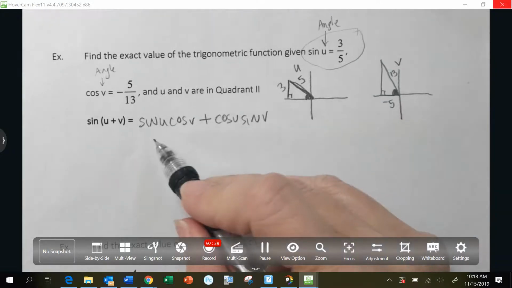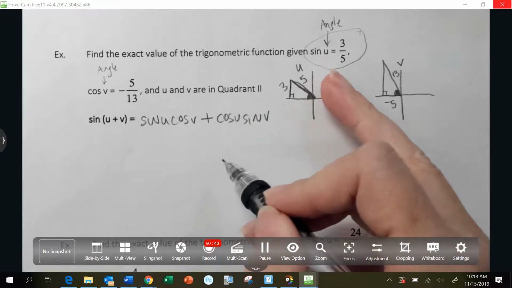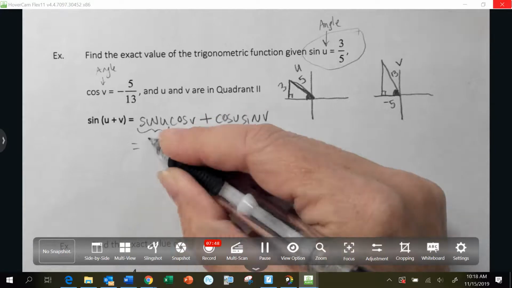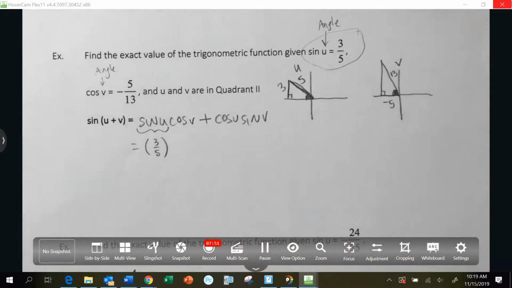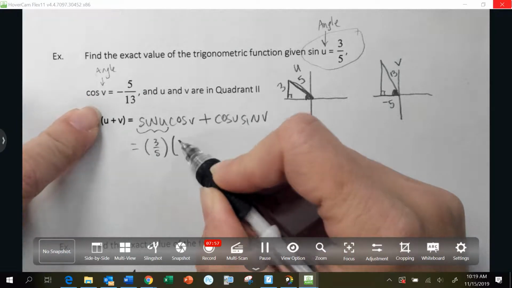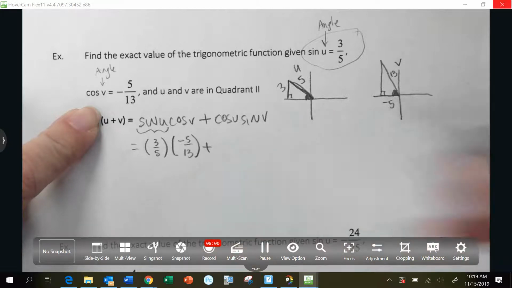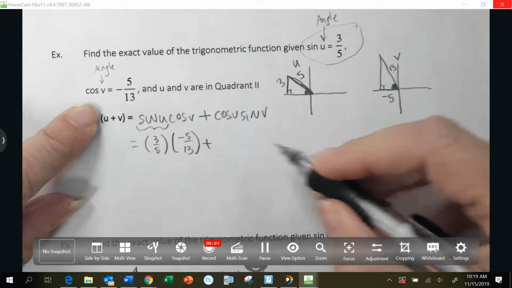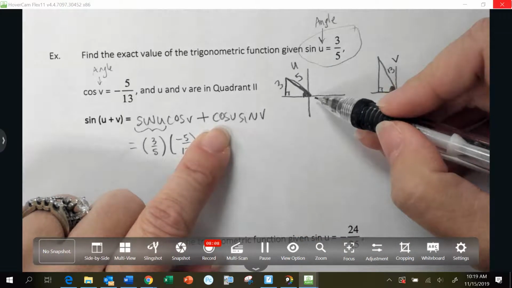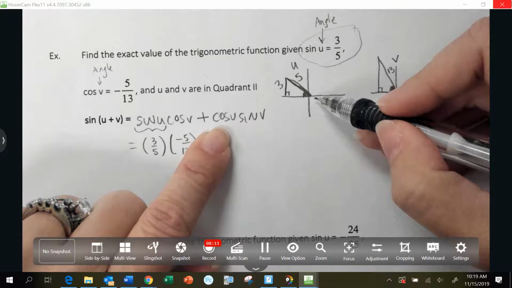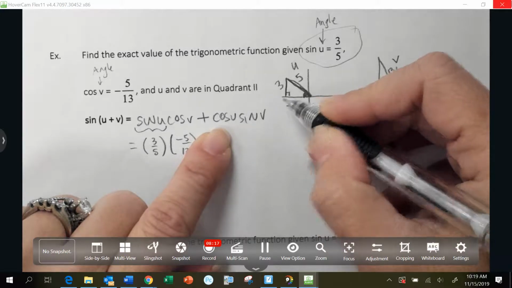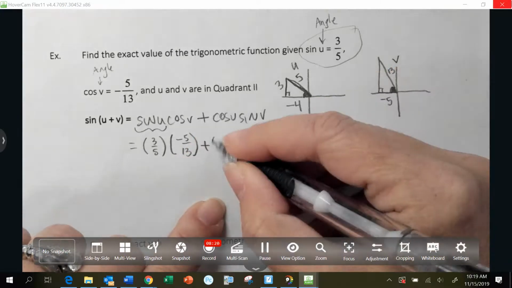because what is the sine of u? It's given to me. So this answer right here, I don't even need to know what the angle is. I just need to know the sine is 3/5. And what's the cosine of v? It's given, negative 5/13. Now the tough part. We need to know the cosine of angle u. So I'm going to go to my graph that I have for u, and I need to know the cosine. What is the x value? Negative 4, because it's in the second quadrant, and negative 4/5 would be the cosine of u.